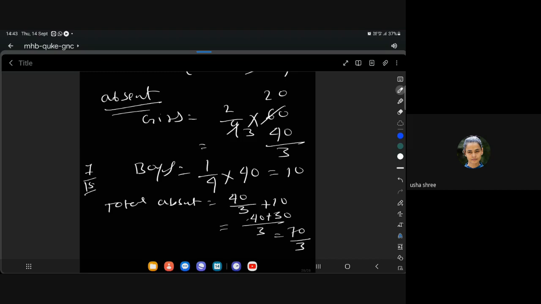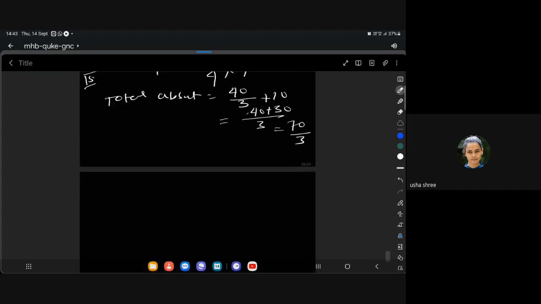So you have to first find out the total number of students those who are present. Suppose out of 100, 30 girls and 20 boys are absent. So 50 students are absent. What is the total number of students who are present? 100 minus 50 equal to 50, right? So like this, we have to find out the total present.